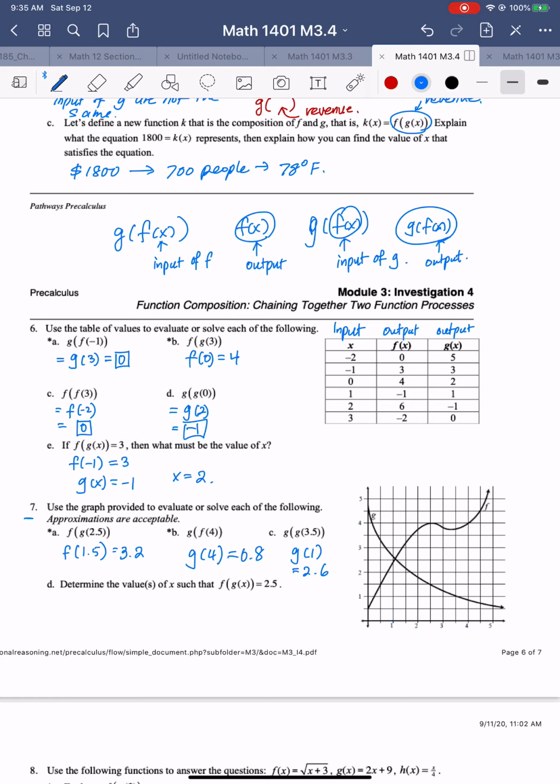Now D, determine the value of x this time. So 2.5 is the output for the f function. So 2.5 here, the f function is this one, so this is about 1.1. So f of 1.1 gives you 2.5. And then g of x is now 1.1. So 1.1 is about here to use the g function. The g function is about here, so I want to say 3.4. So x is about 3.4.